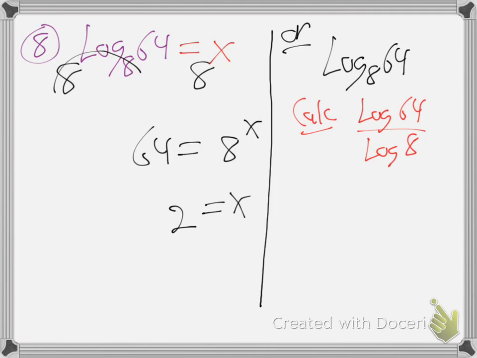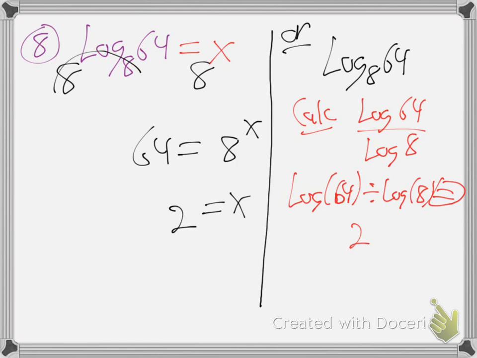Try that on your calculator. You should get 2, just the same answer. Make sure you close off the parentheses when you do the first one now. You know what I mean? It's got to be log of 64, close the parentheses, divided by log of 8, equals. And you should get 2. Getting 2 like that, okay?